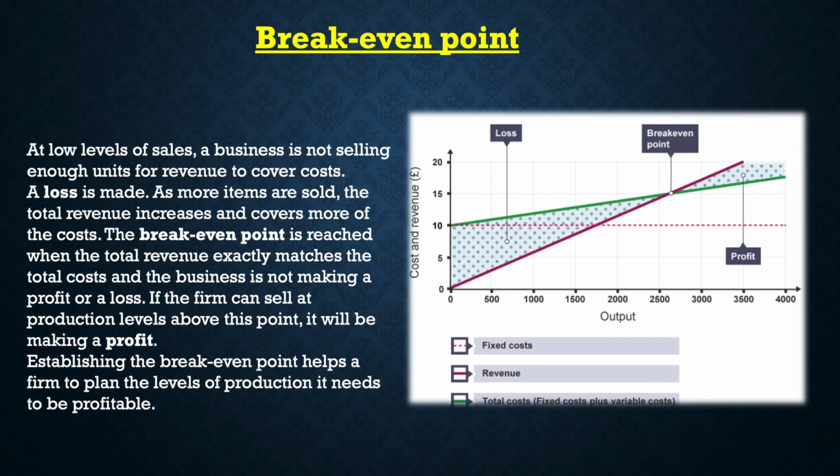As more items are sold, the total revenue increases and covers more of the cost. The break-even point is reached when the total revenue exactly matches the total cost and the business is not making a profit or a loss. If the firm can sell at production levels above this point, it will be making a profit. Establishing the break-even point helps a firm to plan the levels of production it needs to be profitable.